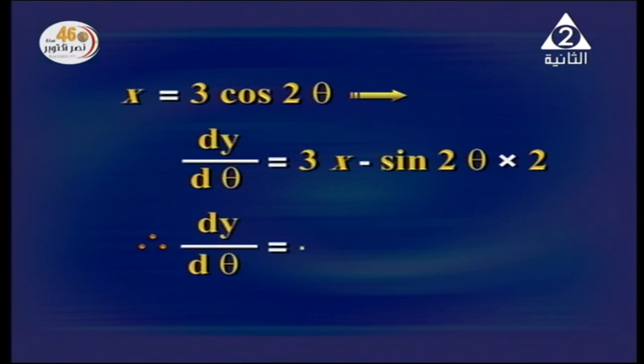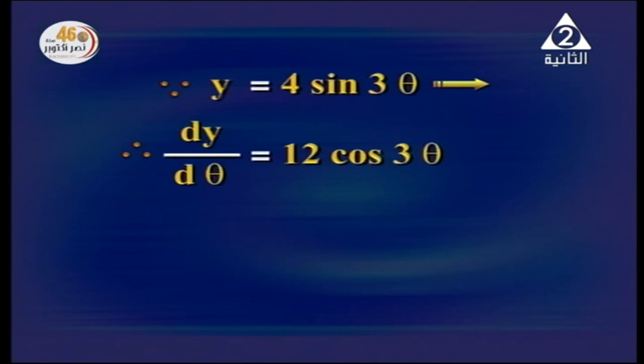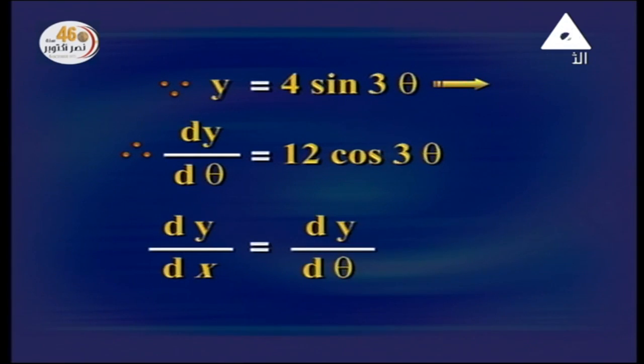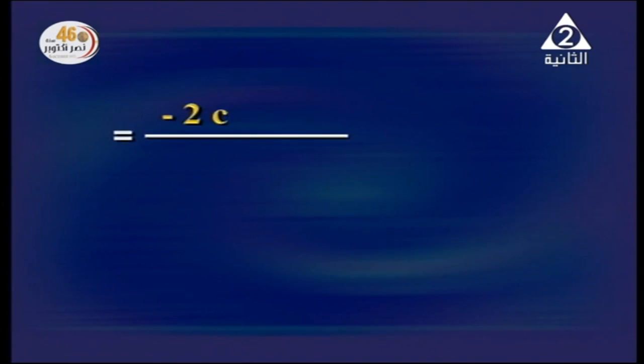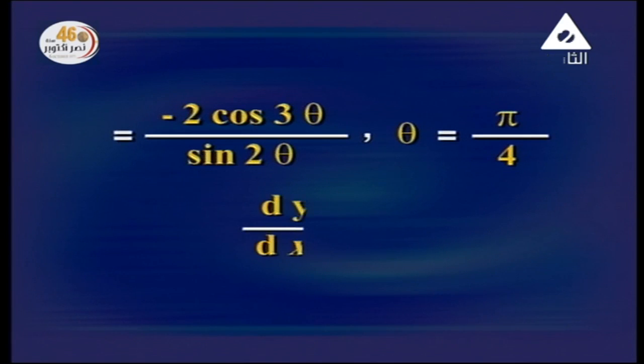So dx over d theta equals negative 6 sine 2 theta. When y equals 4 sine 3 theta, then dy over d theta equals 12 cosine 3 theta. dy over dx equals dy over d theta multiplied by d theta over dx. Also, we find dy over dx equals negative 2 cosine 3 theta over sine 2 theta. When theta equals pi over 4, or 45 degrees, dy over dx equals square root 2.